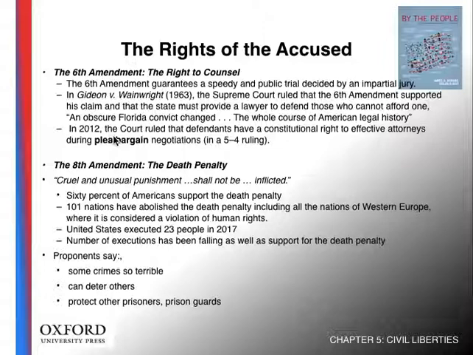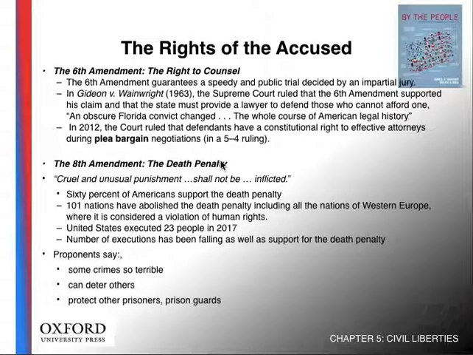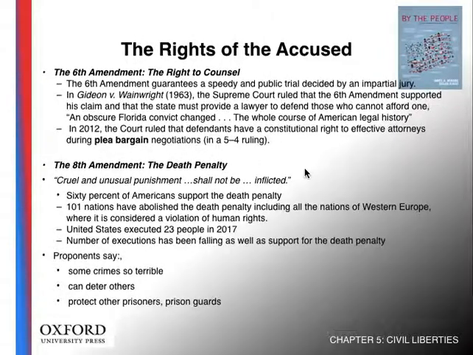And then recently in 2012, the court ruled that defendants have a constitutional right to an effective attorney during plea bargaining negotiations. Sometimes public defenders end up getting so many cases a day, so many cases a year, that they end up plea bargaining. So this is basically giving people the right to have an effective attorney during their plea bargain negotiations.